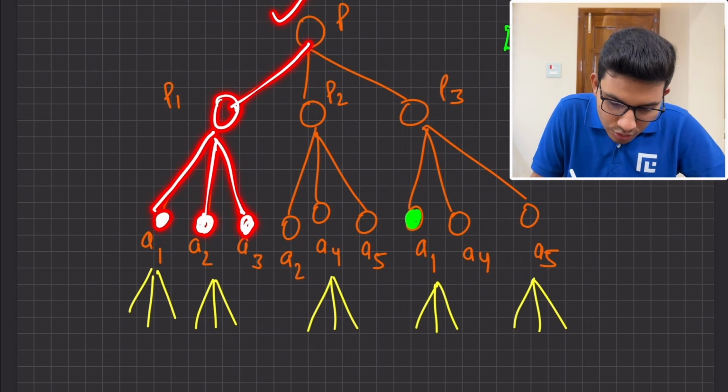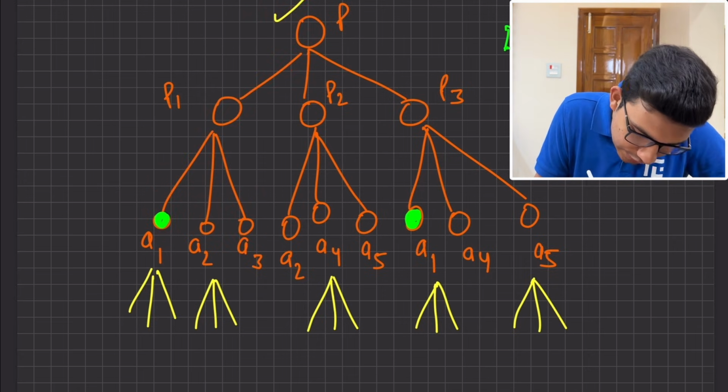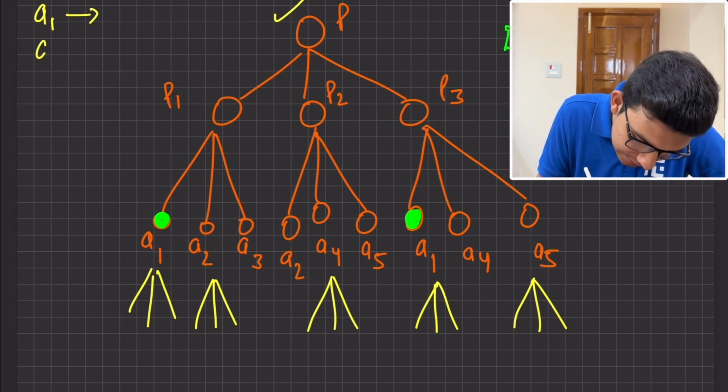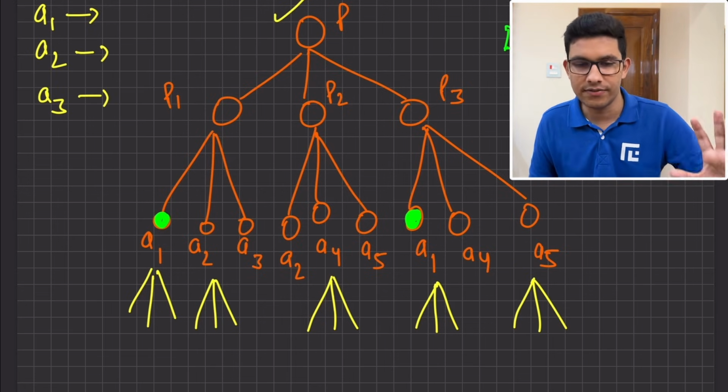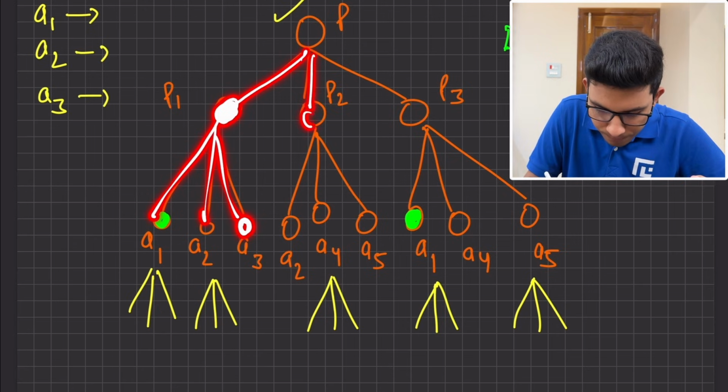Okay. And somehow you store it somewhere. Let's say you know that the answer for A1 is this, the A2 is this, and A3 is this. Let's suppose you've calculated it and stored it somewhere. Okay. Now you come to P2.